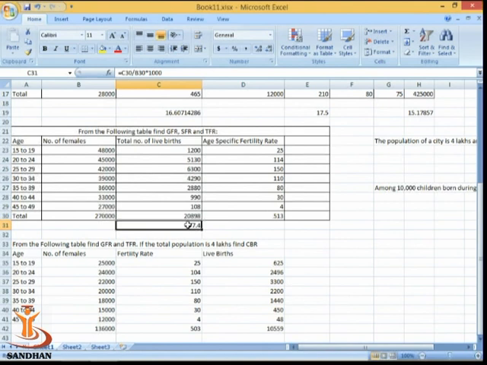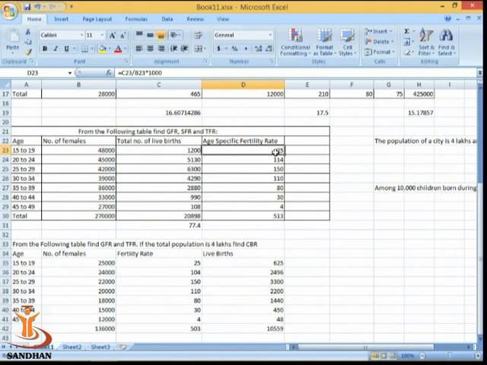This is my general fertility rate, means total live births divided by total of female who are having childbearing age group multiplied by 1000. Now this answer, see, if I put my cursor over here, I get in this address bar C23 divided by B23 into 1000. Means how I got this value, that is C23, this 1200 is in C and 23. So C23 divided by B23, that is 40,000, multiplied by 1000.